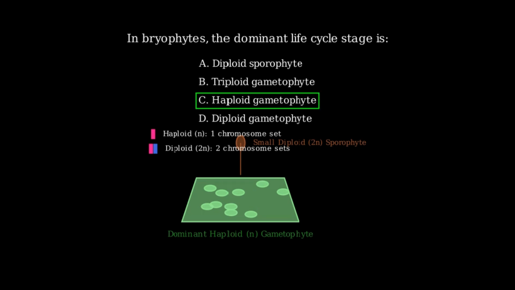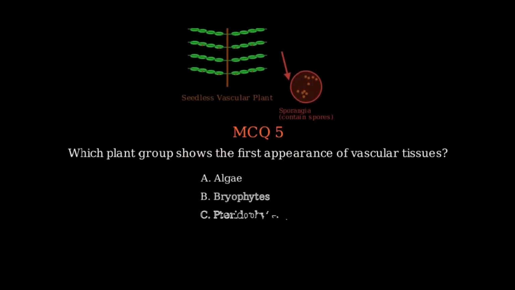The gametophyte generation in bryophytes is haploid, meaning it has only one set of chromosomes, N. This is the green, leafy plant that we typically see and recognize as moss or other bryophytes. Let's finish with our fifth MCQ.